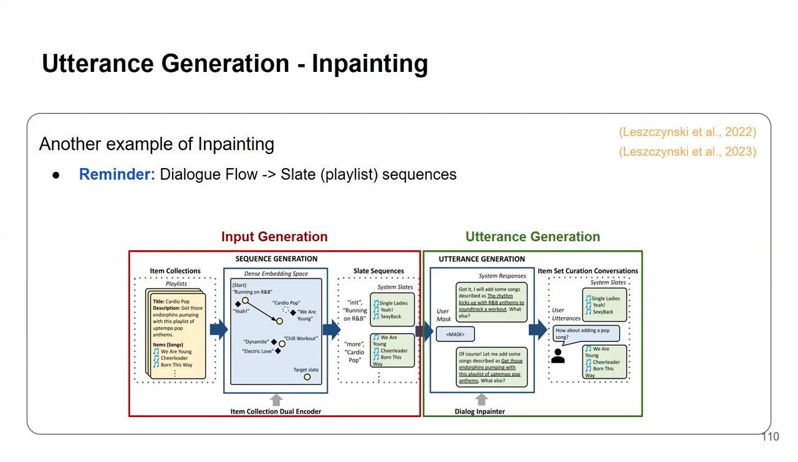The concept of inpainting also has some other examples. If you remember, we have a dialogue flow which contains a music playlist. In this approach, they also use inpainting, and they try to generate the user's request for the given playlist. So here, instead of document sentences, we have a music playlist, and again we can use inpainting for it.